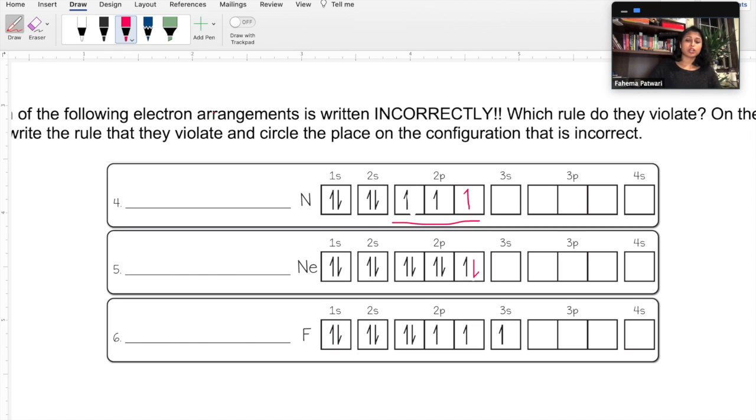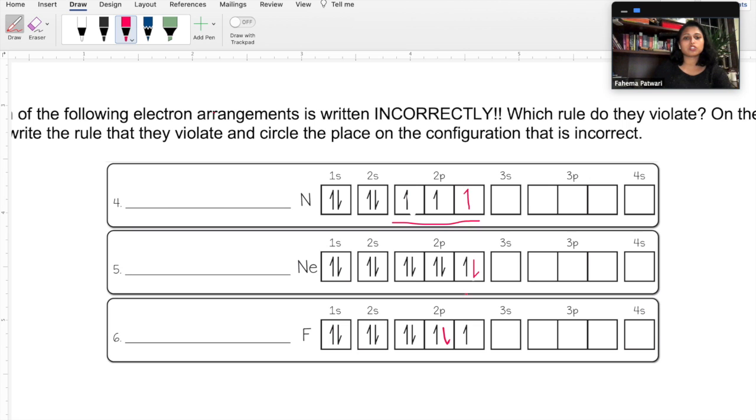All right, so now that's correct. All right, let's take a look at fluorine. Fluorine, there's an electron in 3s. However, 2p is not full. So if 2p is not full, this electron cannot go to 3s. That electron needs to be also in 2p. So we'll draw it right here.